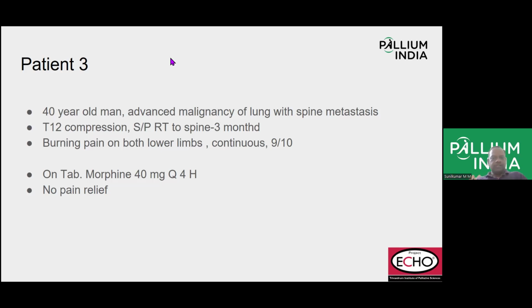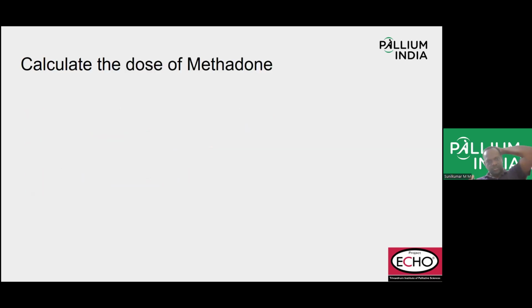Okay, I can see some answers again. 12. Okay. So how do you calculate? He's taking 40 milligram of morphine 4 hourly. That means 40 into 6, 240 milligram.